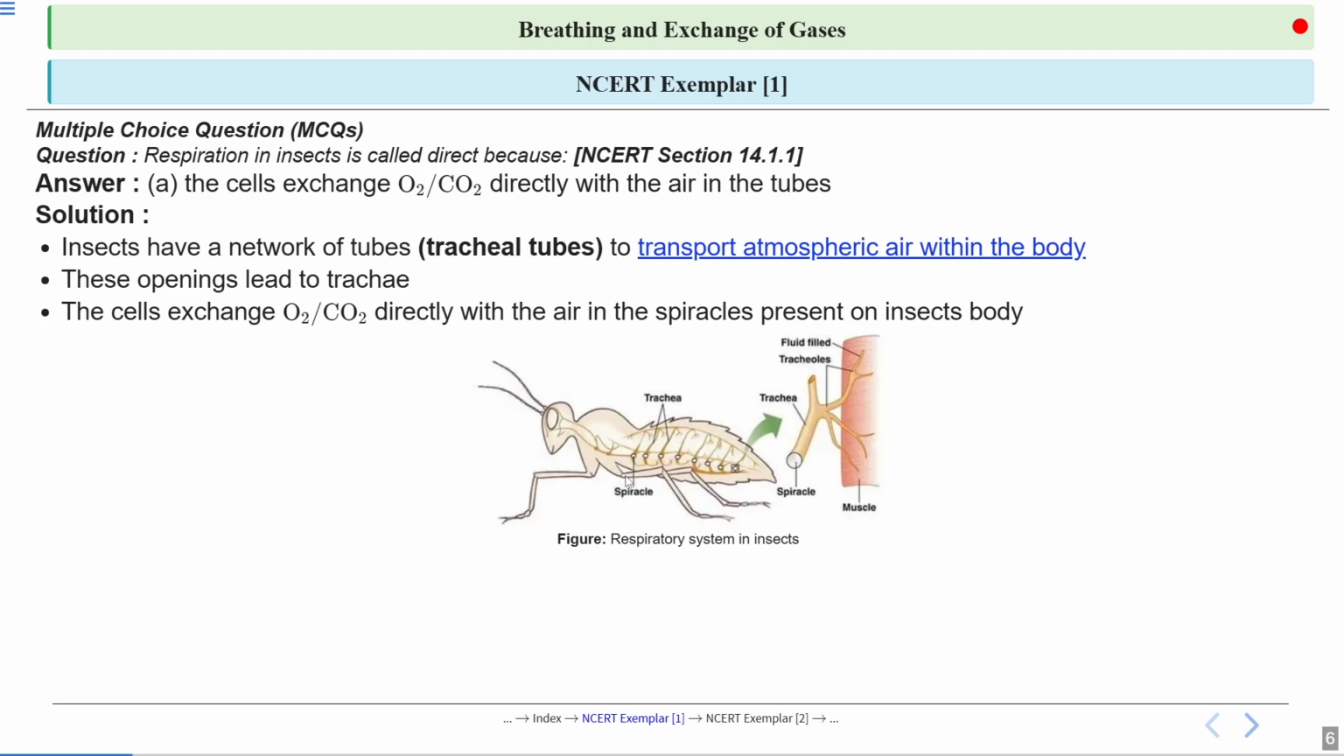So when air enters through this spiracle inside the tracheal tube, you can see the enlarged one here. This is one of the openings of the spiracle, and through this tube the air enters, and when air gets inside, the exchange of gases occurs directly through this tube with the hemocoel or the muscles that are attached to it, right? So option A is absolutely correct. Let us move to our next question.